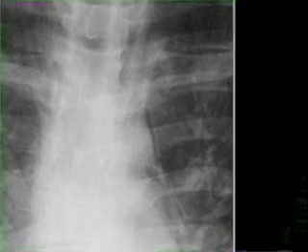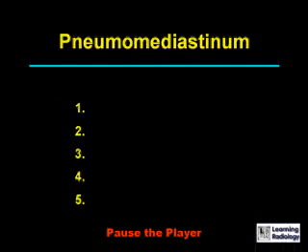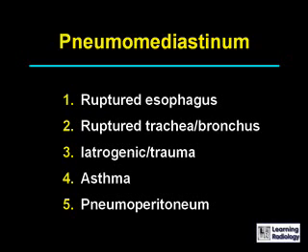This is the next differential. Pause the player. The differential is pneumomediastinum. There are 5 causes. Pause the player. The 5 causes of pneumomediastinum are ruptured esophagus, ruptured trachea or bronchus, iatrogenic or traumatic, asthma, and rarely pneumoperitoneum.